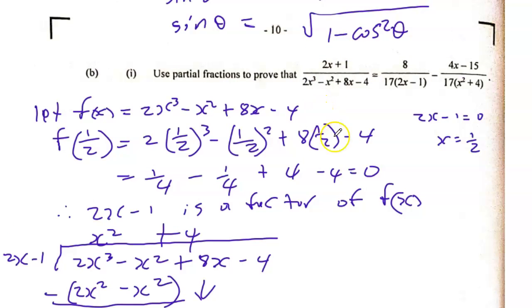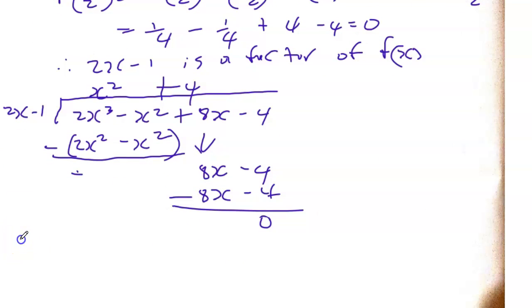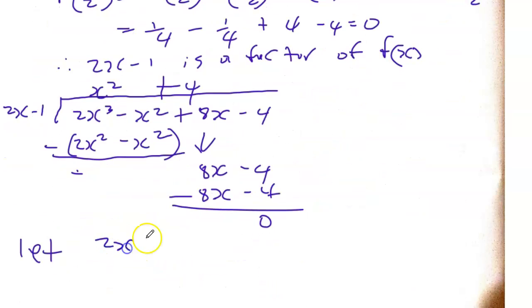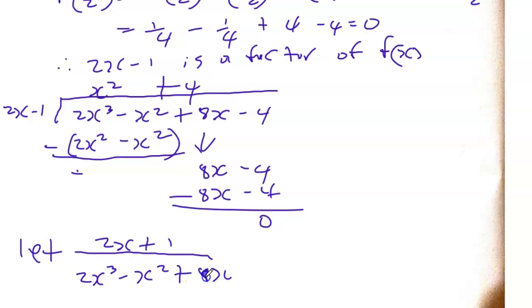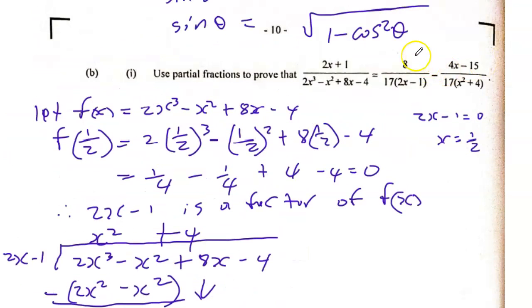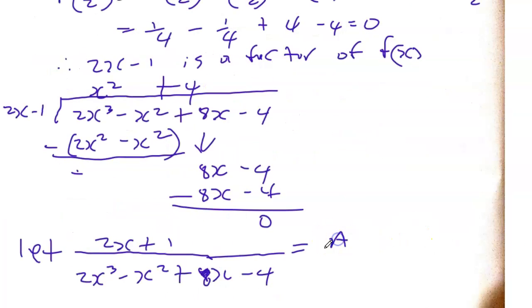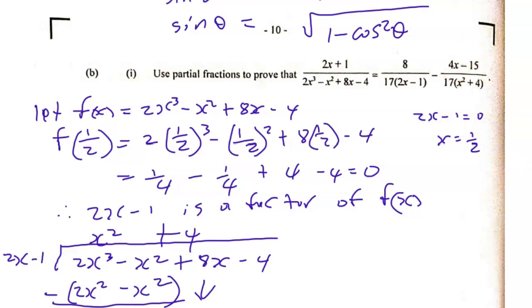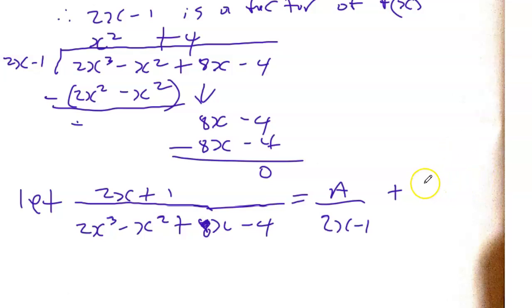All right, let's restate it. 2x plus 1 over the function 2x cubed minus x squared plus 8x minus 4 is equal to, let's call it A over 2x minus 1 plus, let's call it Bx plus C over the other factor, x squared plus 4. Now our job is to find the values of A, B, and C.